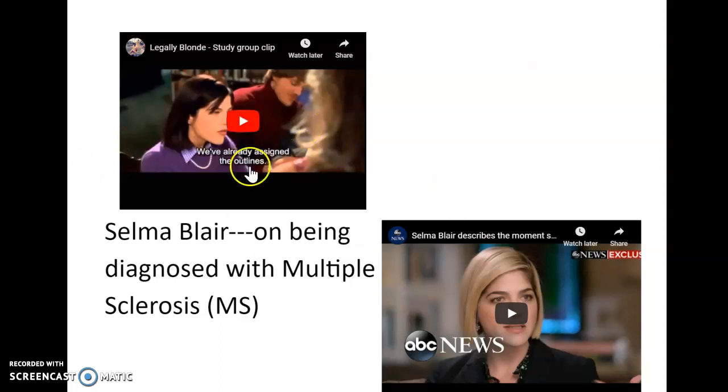You may recognize Selma Blair. She's a Hollywood actor. She's been in several movies. One of the most common is Legally Blonde. So I put a little reference there for you guys.